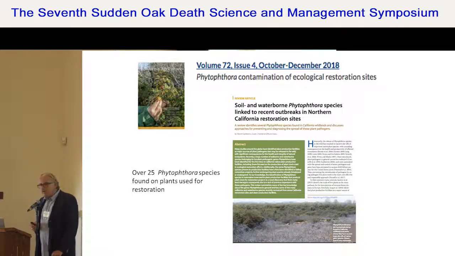But today I really want to talk about the second pathway of introduction, and I'm going to talk about the second pathway because it has become a pressing issue in California. In the last issue of 2018 of California Agriculture, a bunch of us wrote papers to discuss the issue of multiple Phytophthoras being introduced through restoration efforts. And if you read this nicely written review paper by Bruno Scanu and Susan and myself, you will see that at the time we wrote the paper, more than 25 species had been found in these restoration plant production facilities and in restoration sites themselves. And Laura Sims is going to talk about that.